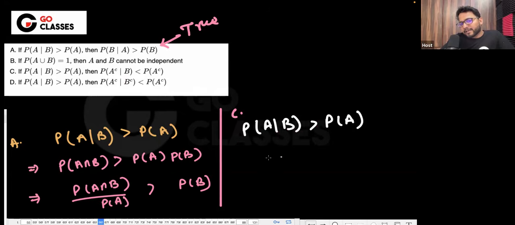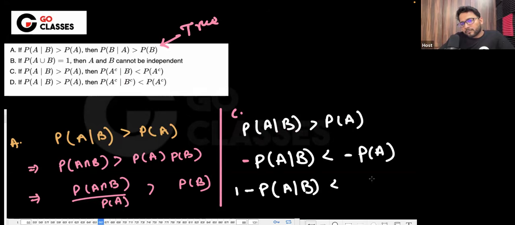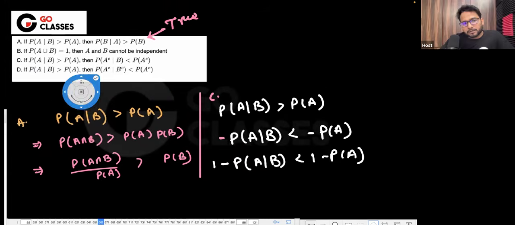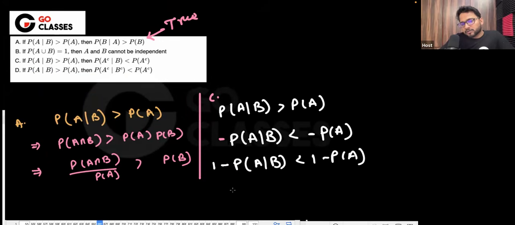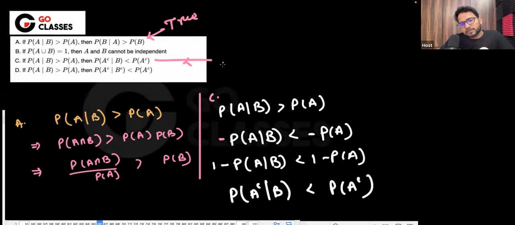How to do it? You can multiply by minus one on both sides. The moment you multiply by minus one, the inequality will be reversed, which means it will be less than minus P(A). Now you can add one on both sides. If you notice, this is A's complement, so this is the same as probability of A complement given B, which is less than probability of A complement. So yes, this is also true. So these are the two options.